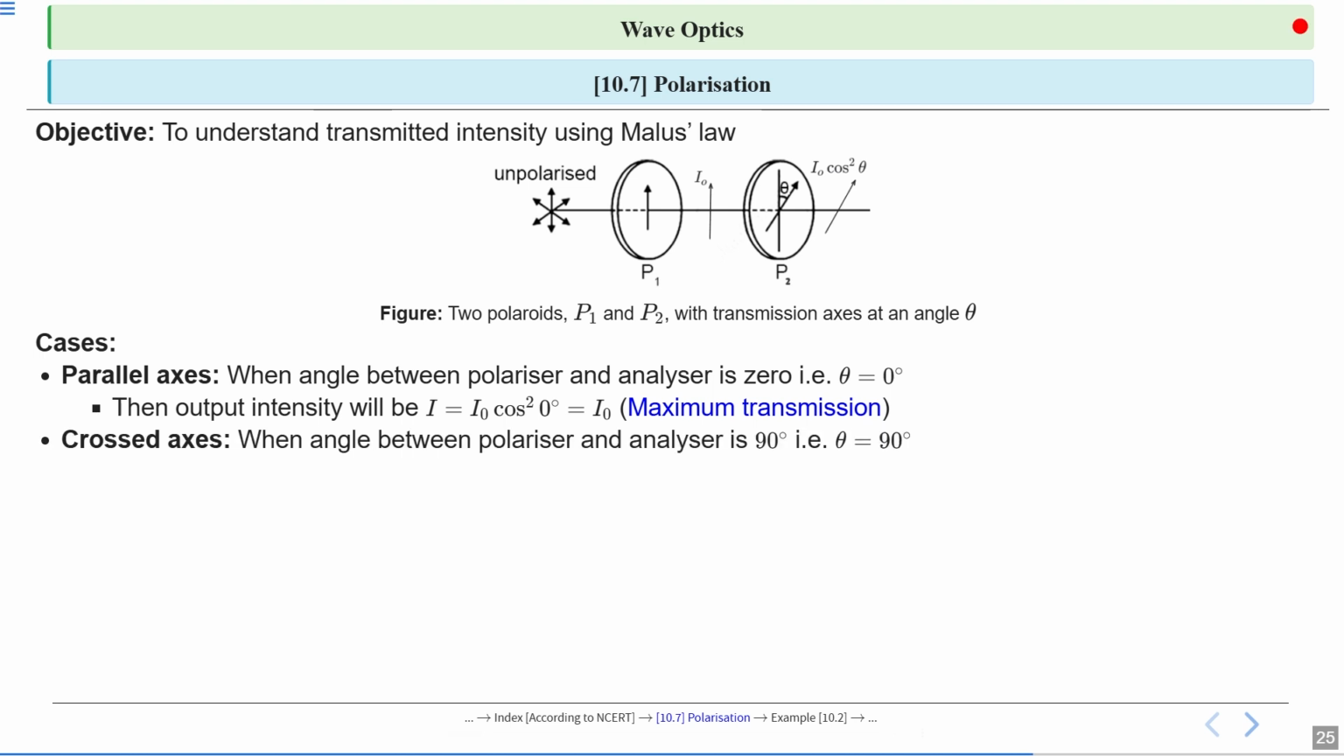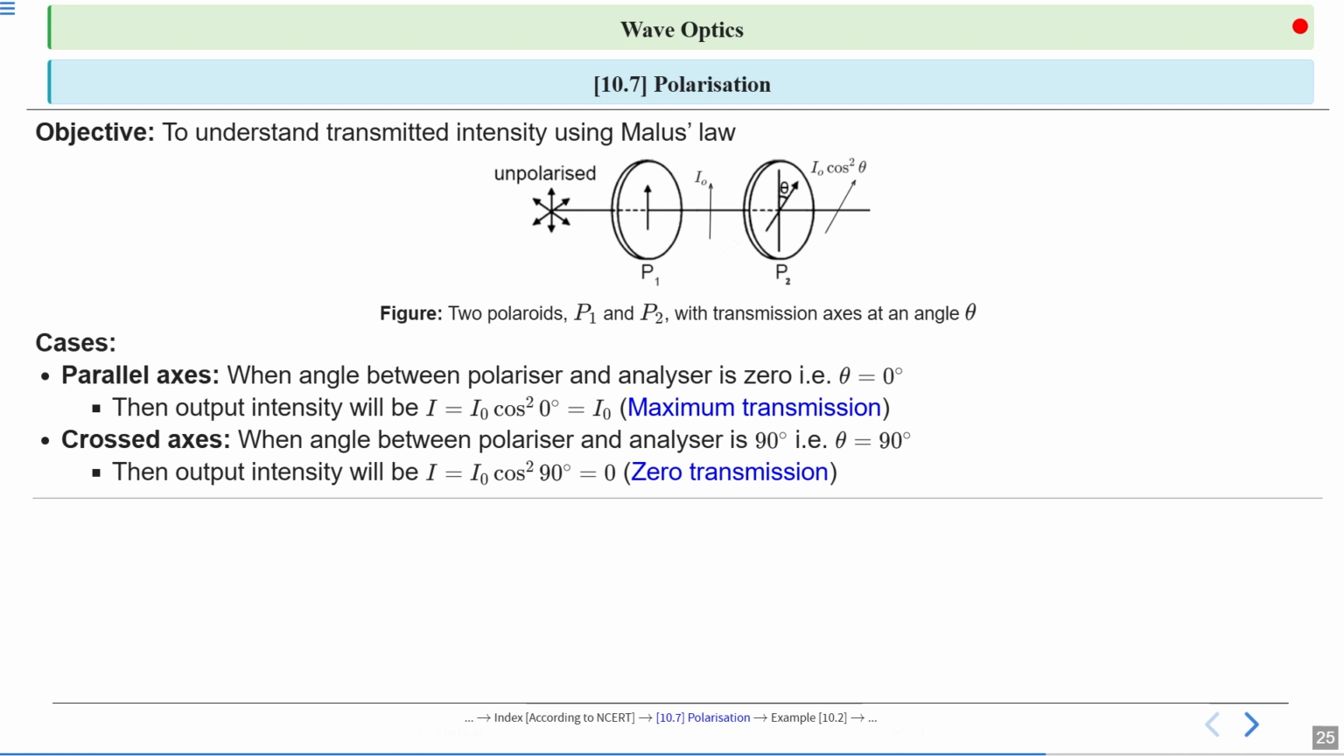Crossed axis is when the angle between the polarizer and analyzer is 90 degrees. That is the meaning of crossed axis, meaning theta equals 90 degrees. Then the output intensity will be I equals I naught cos square 90 degrees. Cos 90 is 0, so the transmitted intensity through the analyzer will be 0.